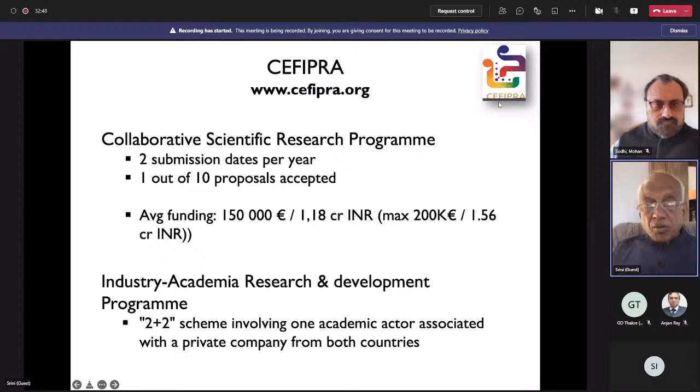But if you have an idea where industrial partnership can also be clubbed in, then you have industry-academia research partnership. The funding is similar, and this we call 2+2, meaning you have one industrial partner in India and your French academic partner also has an industrial partner. That becomes 2+2, and this is a very interesting mechanism.